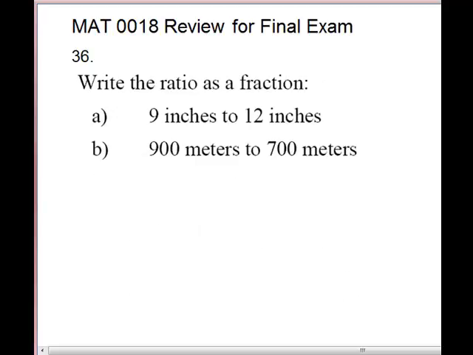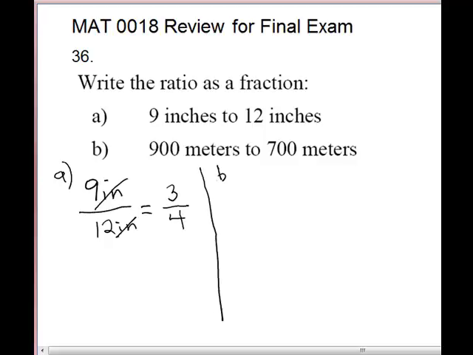36. We're going to write each ratio as a fraction. So first for A, we have 9 inches compared to 12 inches. When the units are the same, they're going to cancel out, and this one will reduce. It has a common factor of 3. 3 will go into 9 3 times, and 3 into 12 will go 4. So 3 to 4.